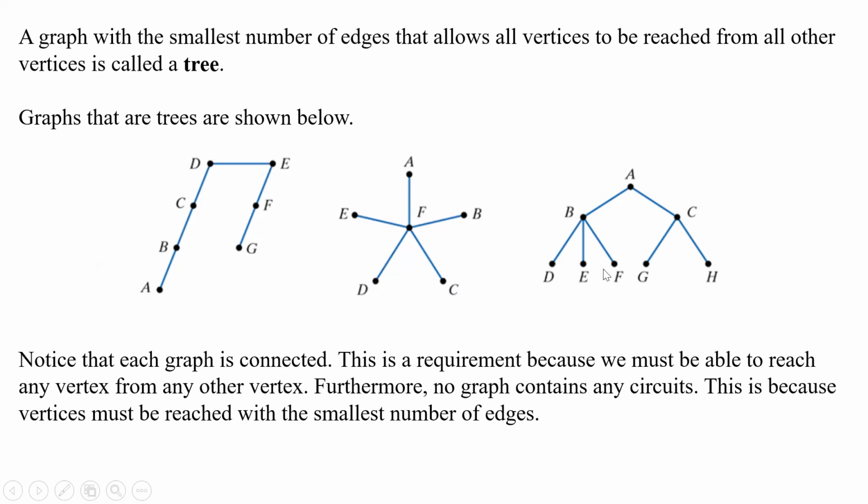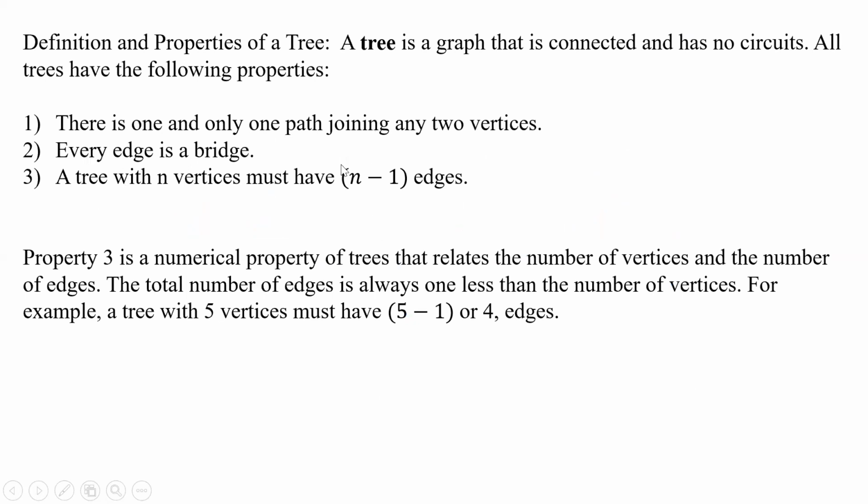Same thing here. We have 1, 2, 3, 4, 5, 6, 7, 8 vertices, so we have 1, 2, 3, 4, 5, 6, 7 edges. Same thing here. We have 1, 2, 3, 4, 5, 6, 7 vertices, and we have 1, 2, 3, 4, 5, 6 edges. So that's being followed, and that's one of the key definitions that we need to follow, and it's going to help us figure out if we have the right number of edges or not.